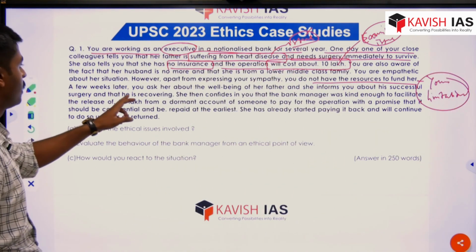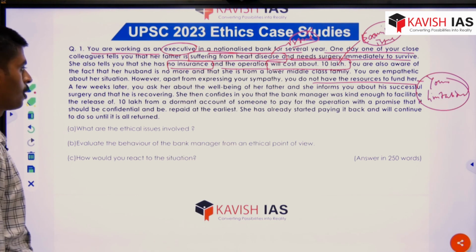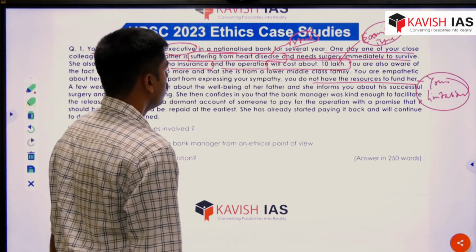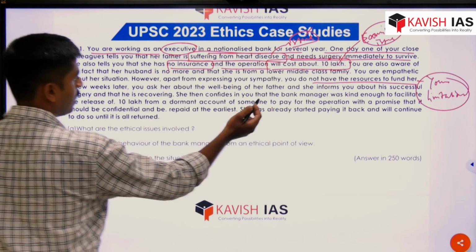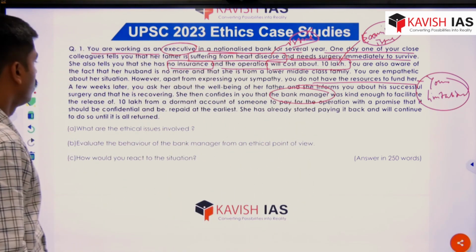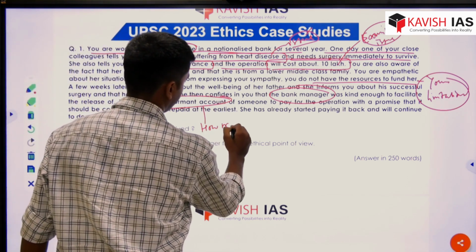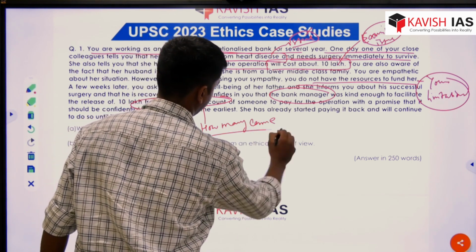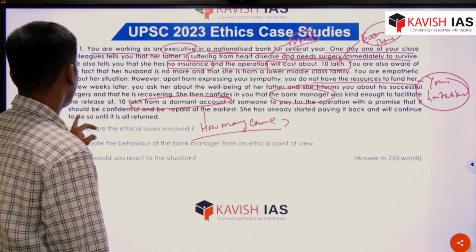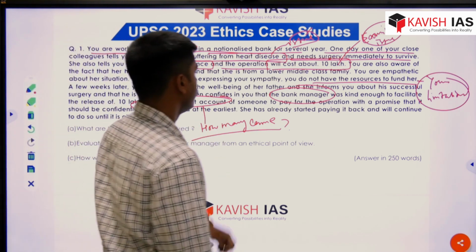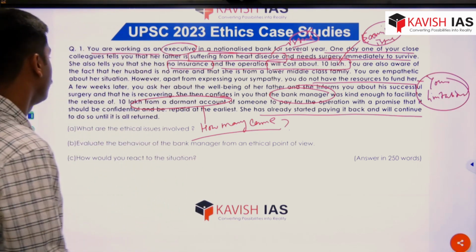A few weeks later, you ask her about the well-being of her father and she informs you about his successful surgery and that he is recovering. She then confides in you that the bank manager was kind enough to facilitate the release of 10 lakh rupees. The bank manager now has come into the picture, from a dormant account. Now how money came from a dormant account of someone to pay for the operation, with a promise that it should be confidential and be repaid at the earliest. She has already started paying it back and will continue to do so until it is returned.